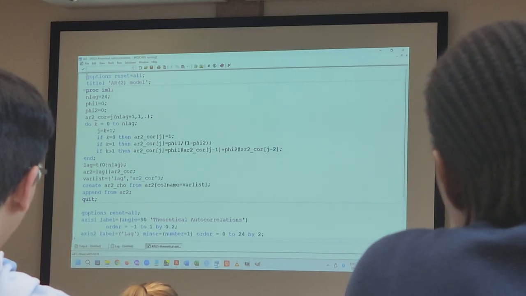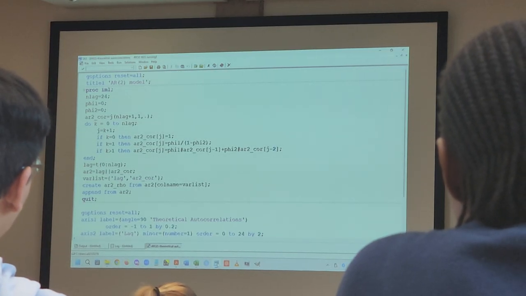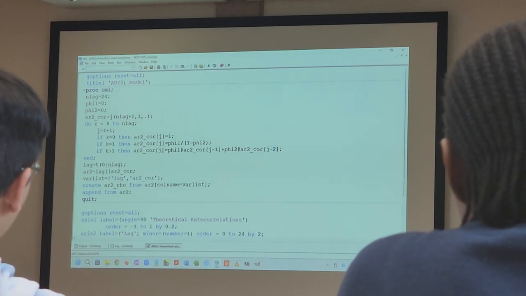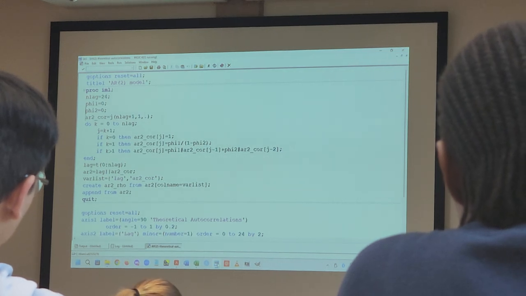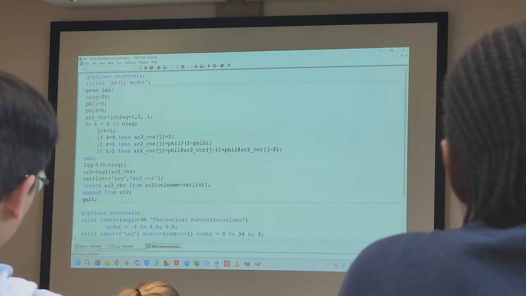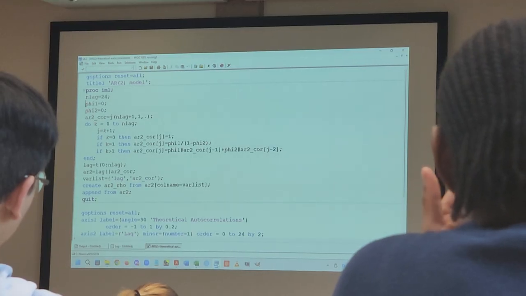So I'm going to use the IML procedure, which you might or might not have used before in your academic statistical career. In this procedure, I'm specifying that I want to calculate the theoretical autocorrelations up to lag 34. And then I'm going to specify some values of phi 1 and phi 2. So I'm going to pick theoretical AR2 models.